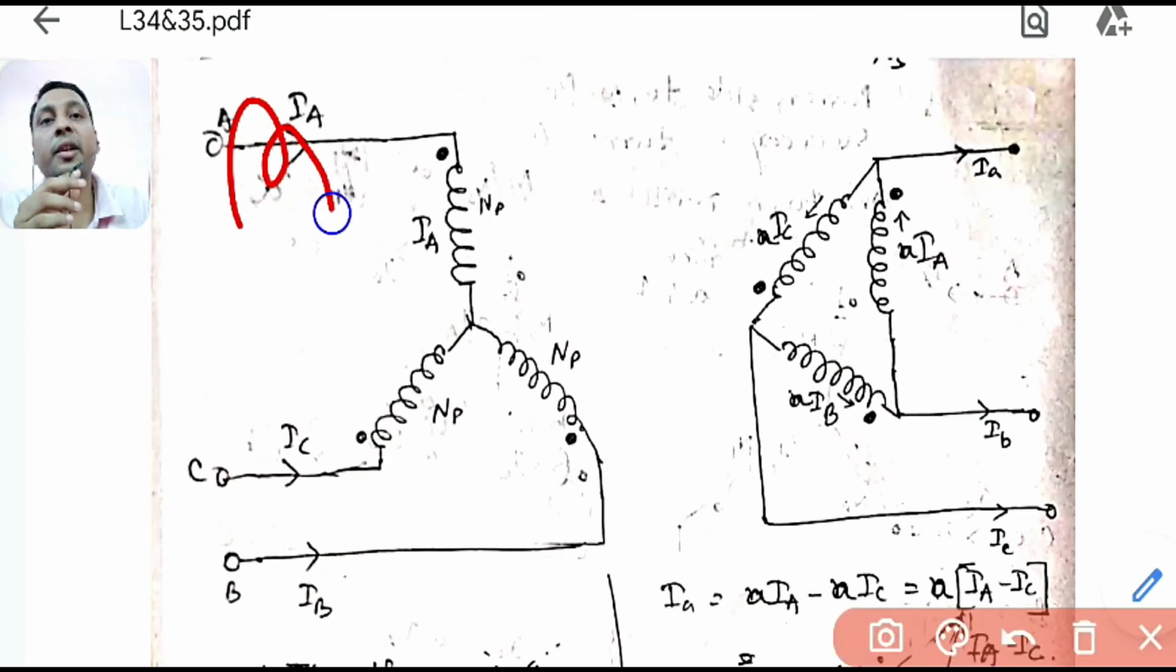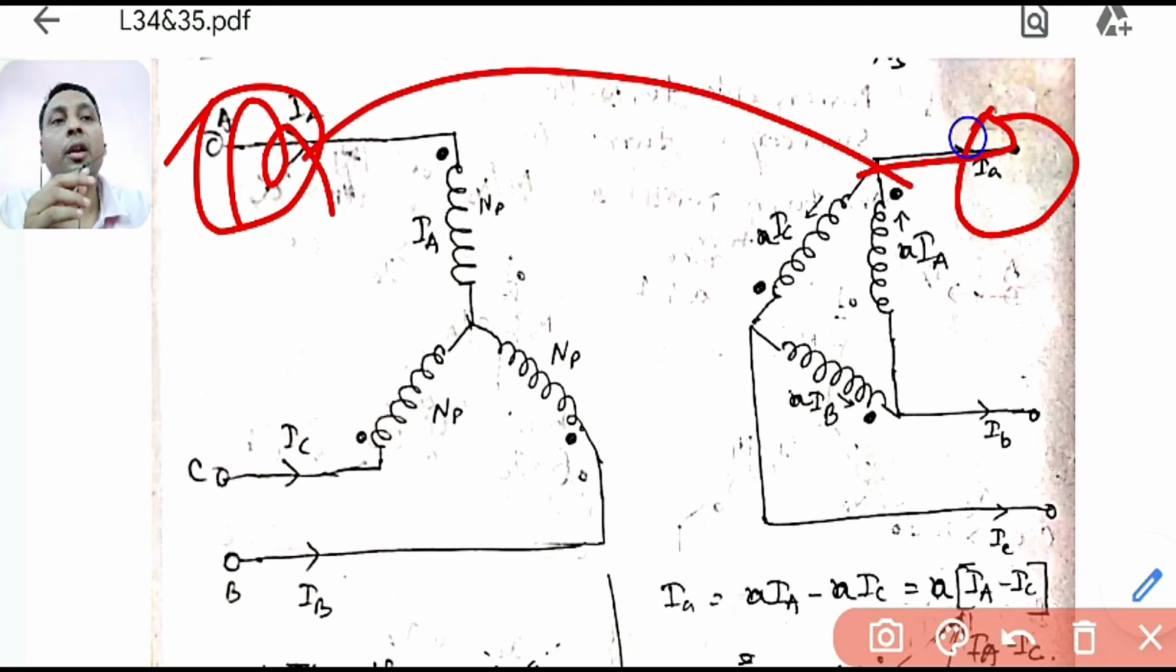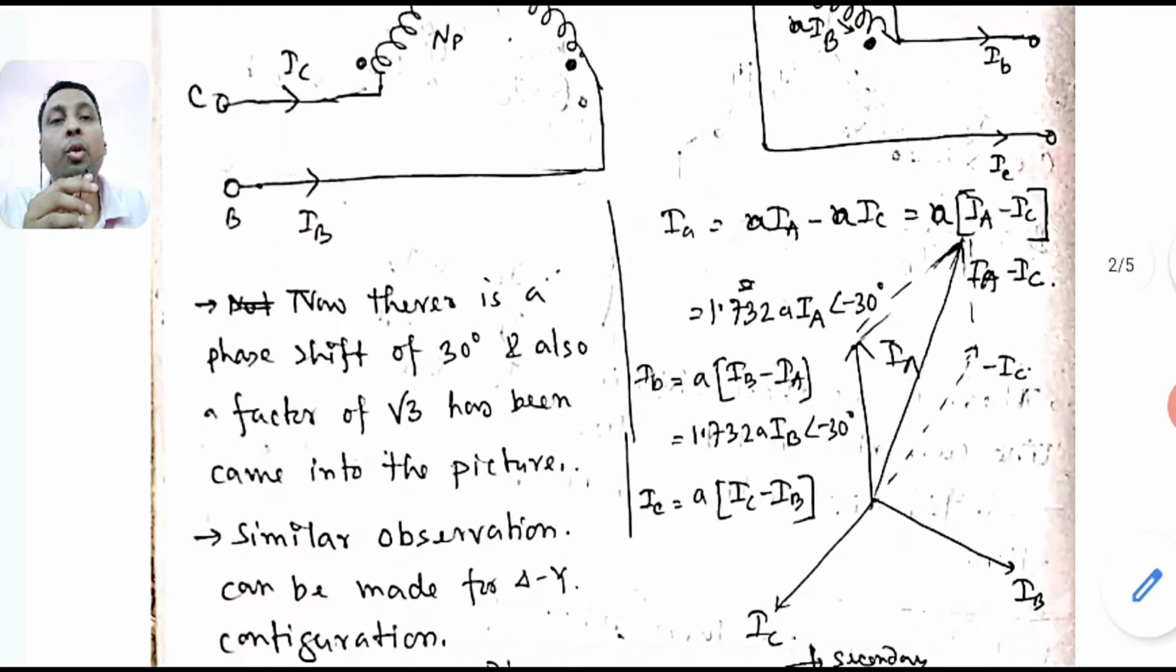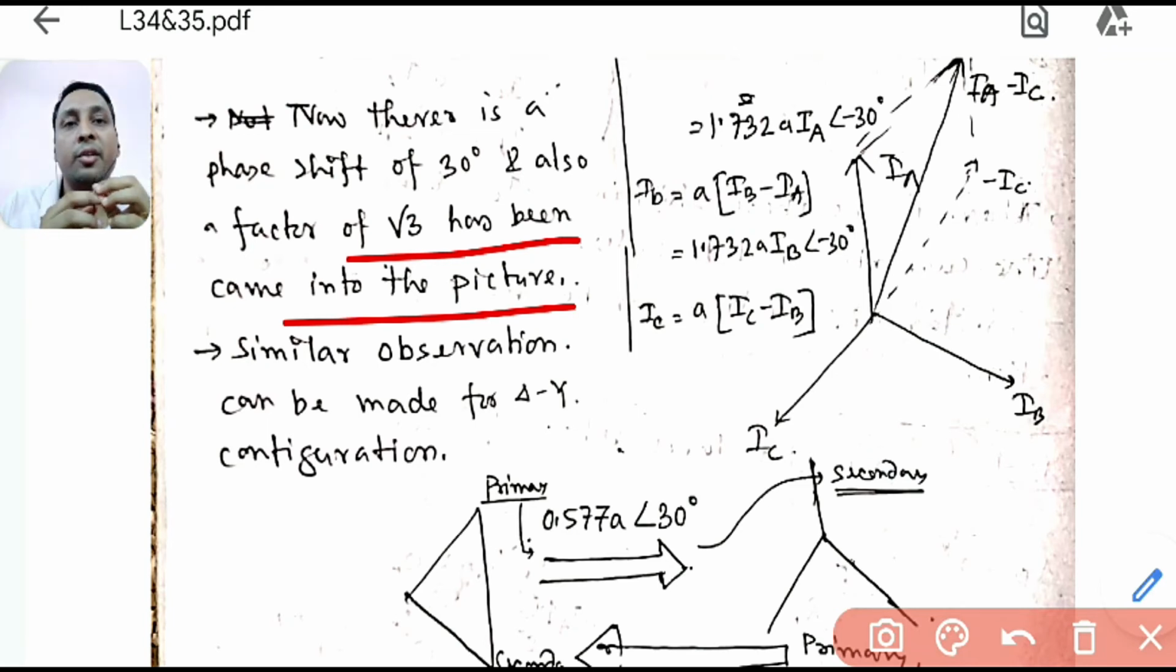My C2 will measure this current here, and this here C2 will measure. So between these two currents, there will be a phase shift of 30 degree between star delta or delta star, and also a root 3 factor will also pop up. One new factor that is coming into the picture, that is root 3.